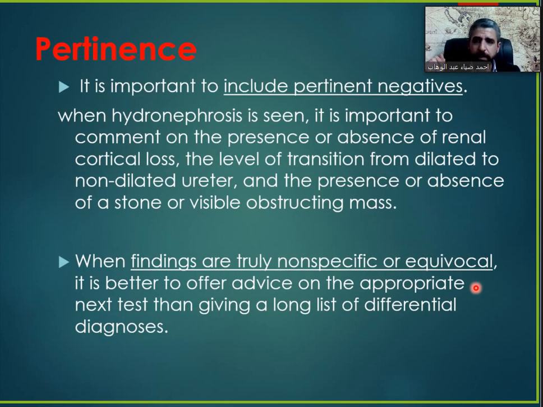So, it's important to include pertinent negatives. When hydronephrosis is seen, it's important to comment on the presence or absence of renal cortical loss, level of transition from dilated to non-dilated ureter, presence of stone, absence of stone, any obstructive mass. These are important negatives. When the findings are truly non-specific or equivocal, it is better to offer advice on the appropriate next test. What should the clinician do?